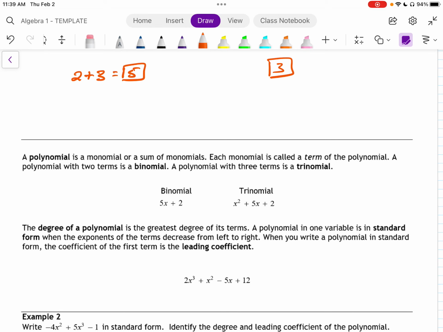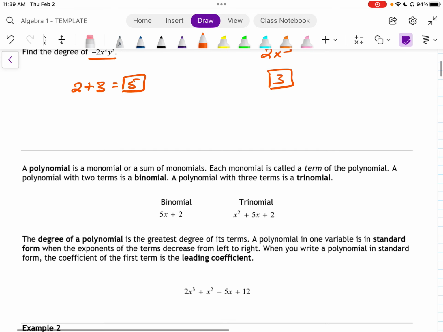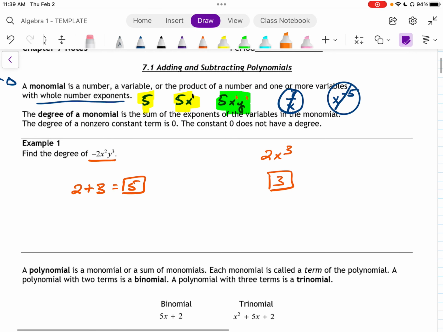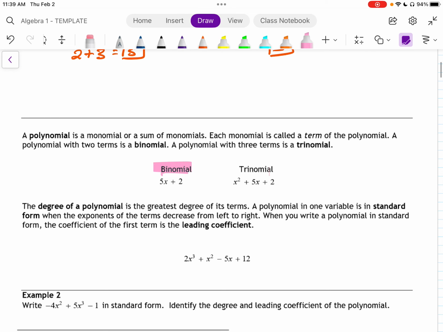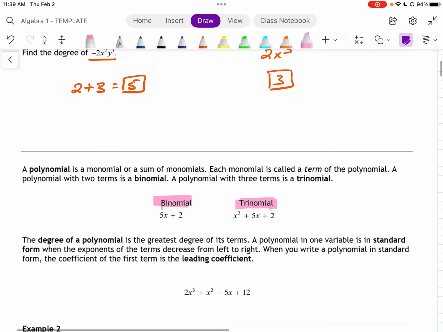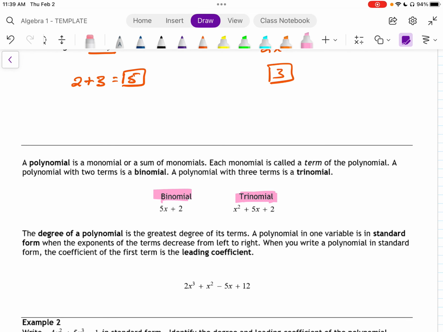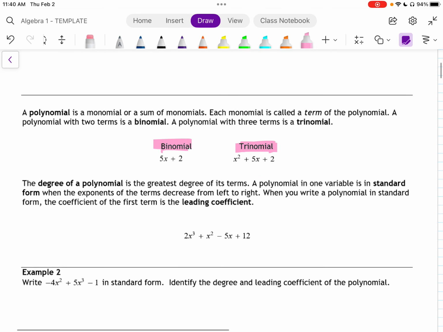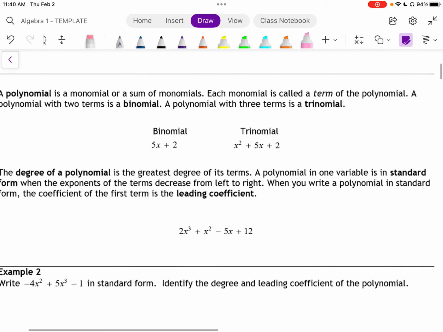After 3, we normally don't have a fancy word. We just say it has 4 terms. It has 5 terms. So the words that we will need to know are monomial, binomial, and trinomial, right? Mono is 1, bi is 2, and tri is 3. All right, so that is a polynomial. A polynomial is a string of monomials added together.